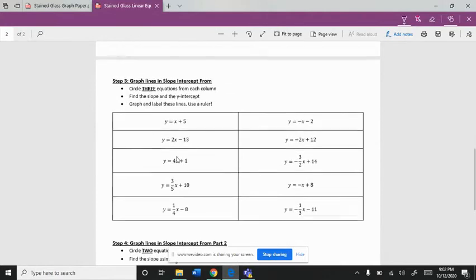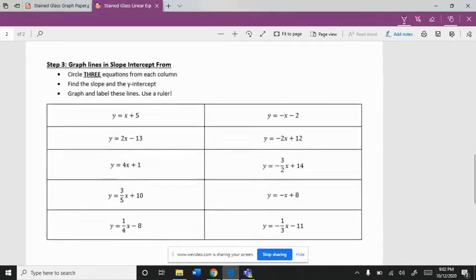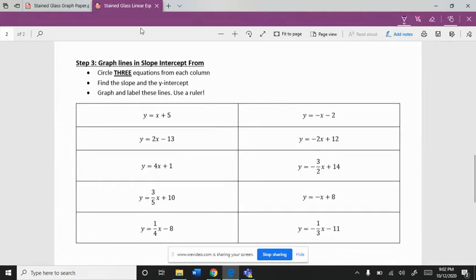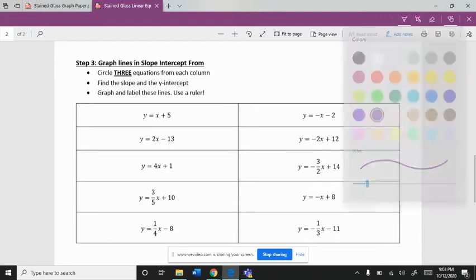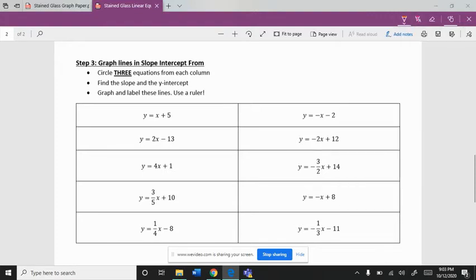Today we're moving on to step 3 because we have now learned how to graph in slope-intercept form. We did this yesterday. It says circle 3 equations from each column. So you're going to pick 3 on the left-hand side and 3 on the right-hand side. We're going to do one together just to model this for you so you guys can see what it looks like. Let's do y equals 2x minus 13 together.